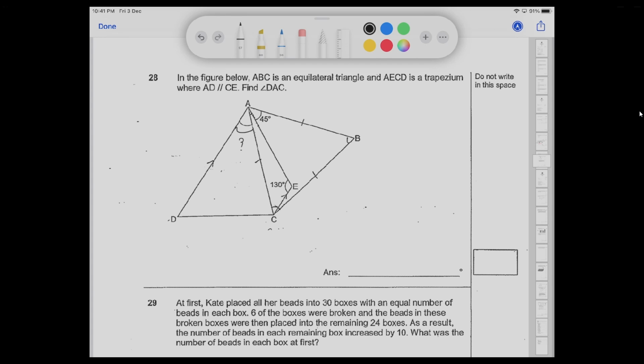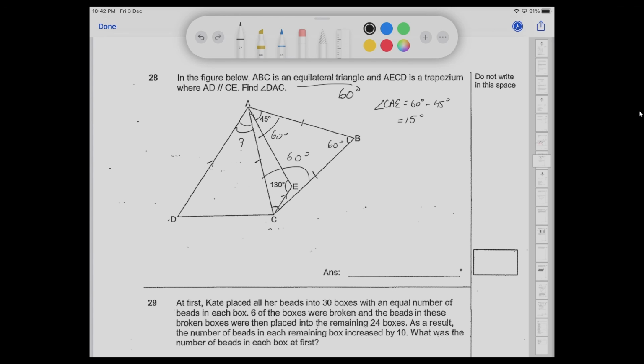The most important thing is to look at what the question says to make your problem solving easier. ABC is an equilateral triangle. What does that mean? All sides are equal and all angles are 60 degrees. So we know that this is 60, this is 60, this is 60. And we can tell that angle CAE is 60 degrees minus 45 degrees, which is 15 degrees.